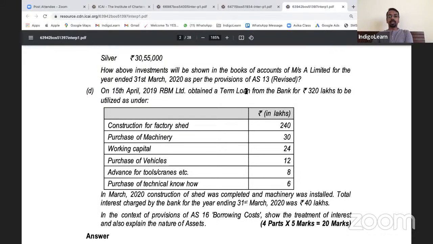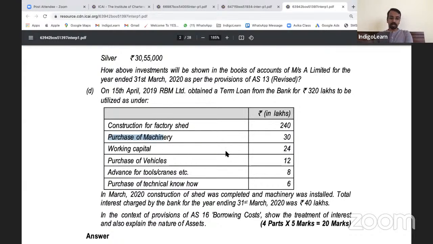On 15th April, they obtained a term loan from bank of 320 lakhs to be utilized as under: construction of factory shed. Assuming now, in this case, you always write an answer saying that it is assuming that this factory shed construction is a qualifying asset. Then you will capitalize. Purchase of machinery, generally, if it is an outright purchase, it will not be a qualifying asset, so you will not capitalize.